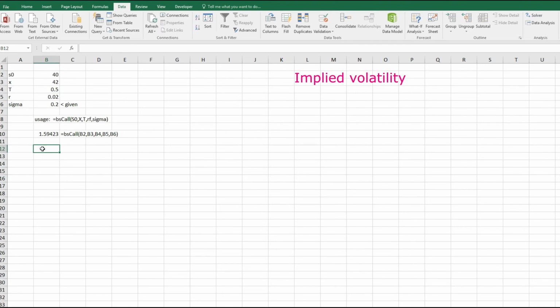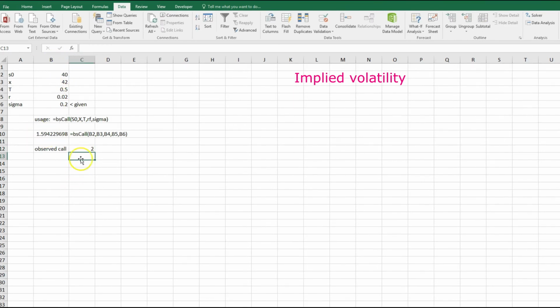Assume we observed the call is higher than $1.59. Suppose the observed call is $2 instead of $1.59. Then what is the implied volatility by this observed $2? Without calculation, we should know the volatility should be higher than 20%. The reason is when we increase volatility, the price of the call option will increase.